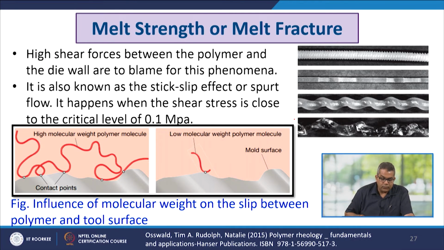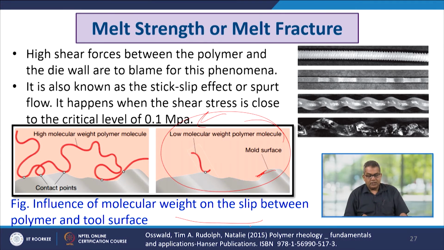The high shear forces between the polymer and the die wall are to blame for this particular phenomenon. It is also known as the stick slip effect or spurt flow. It happens when the shear stress is close to the critical level of 0.1 megapascal. Here you see the influence of the molecular weight on the slip between the polymer and tool surface. This is the low molecular weight polymer molecules, and this is the mold surface. You can see the effect.